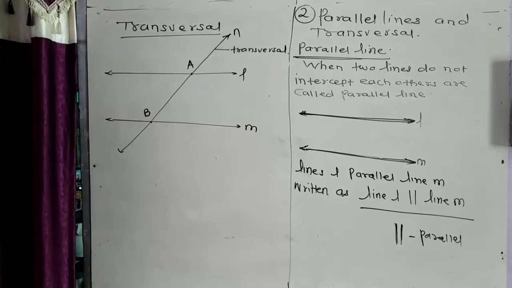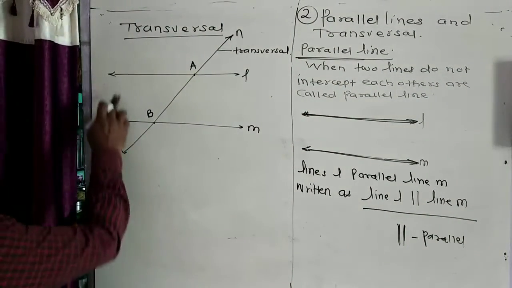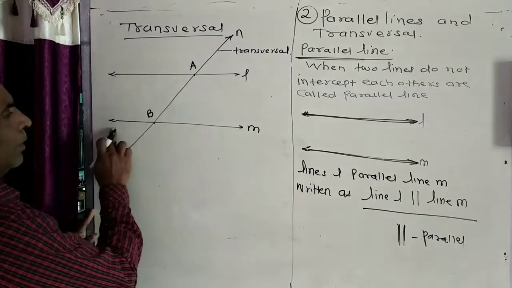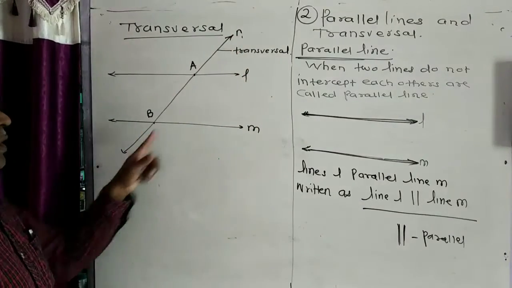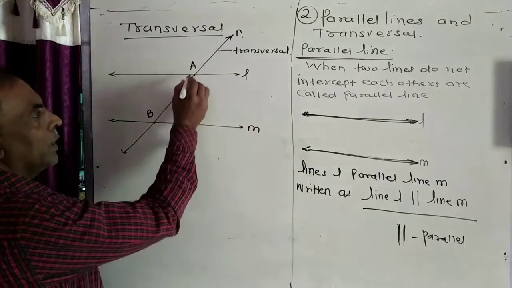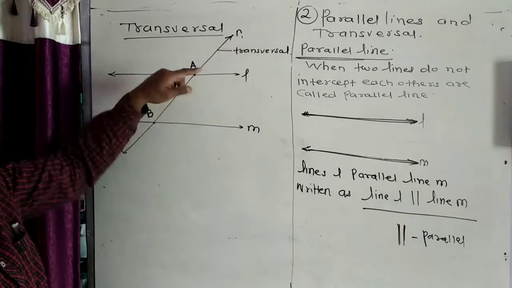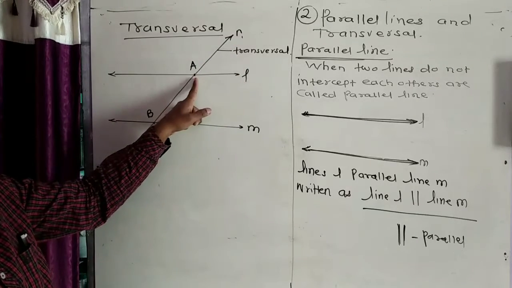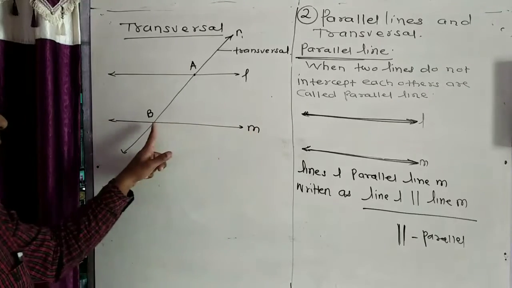Then the next topic is a transversal. Suppose we draw the first line L, the second line M, and a third line N. Now the third line N intersects these two lines in two distinct points. It means this line N intersects line L in point A and intersects the other line M in point B.